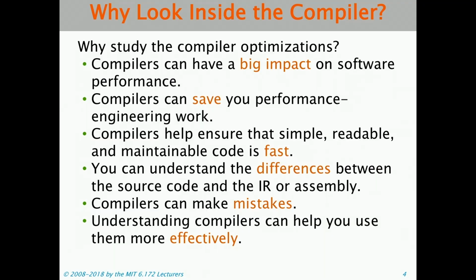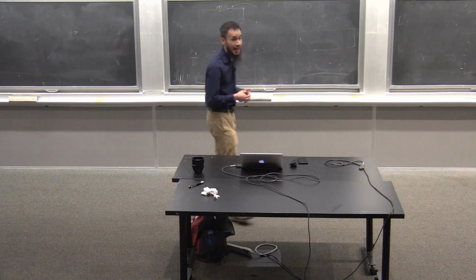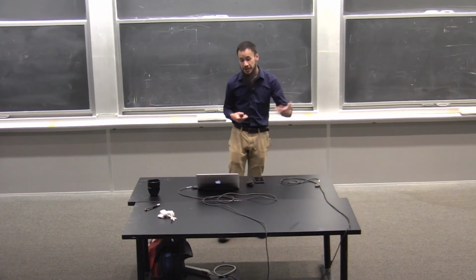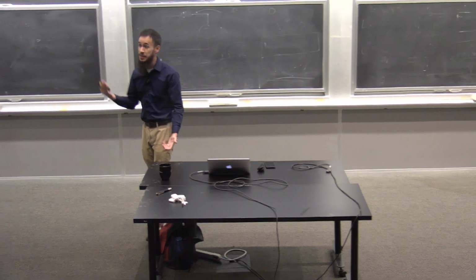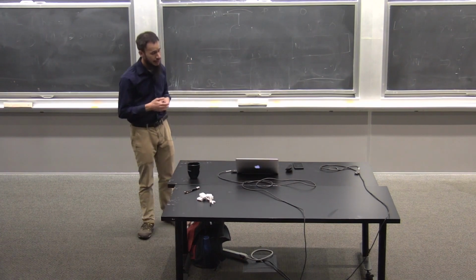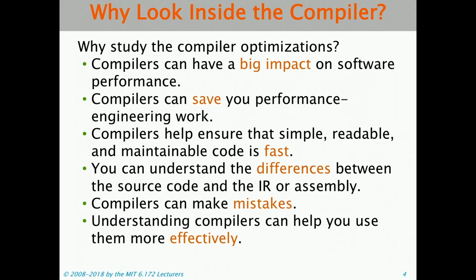As mentioned before, compilers can save you performance engineering work. If you understand that the compiler can do some optimization for you, then you don't have to do it yourself. And that means that you can continue writing simple and readable and maintainable code without sacrificing performance. You can also understand the differences between the source code and whatever you might see show up in either the LLVM or the assembly, if you have to look at the assembly language produced for your executable.